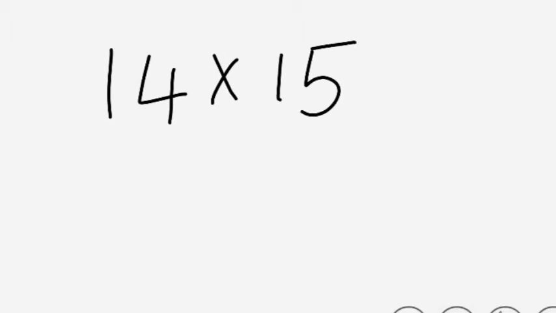Hi friends, in this session we learn how to multiply two consecutive numbers easily in one step. So let's take an example to get a clear idea about this topic. Let's take an example like this, 14 into 15. So how to calculate these two numbers?